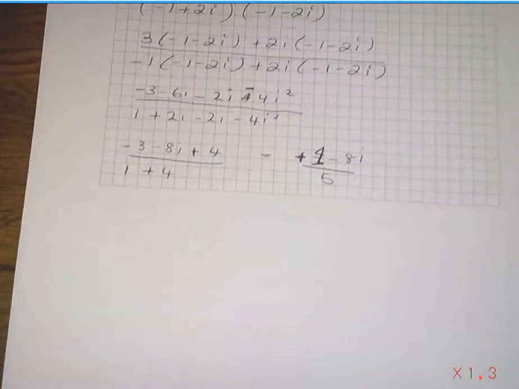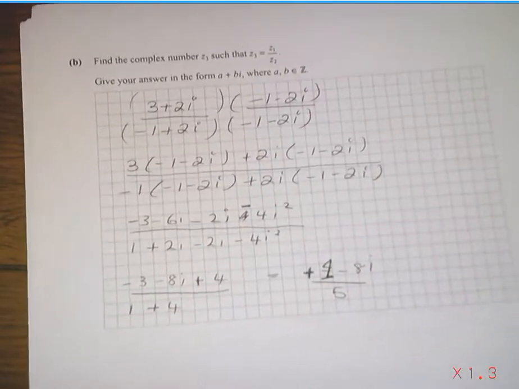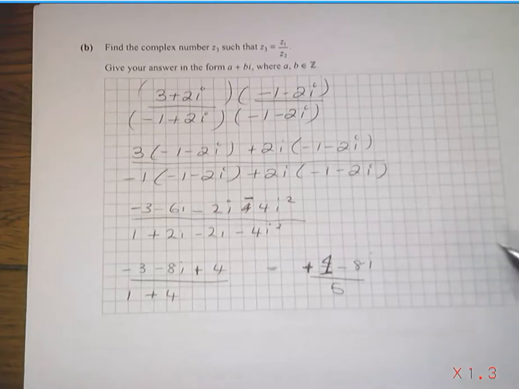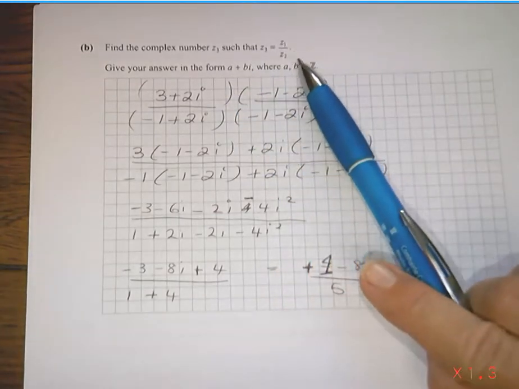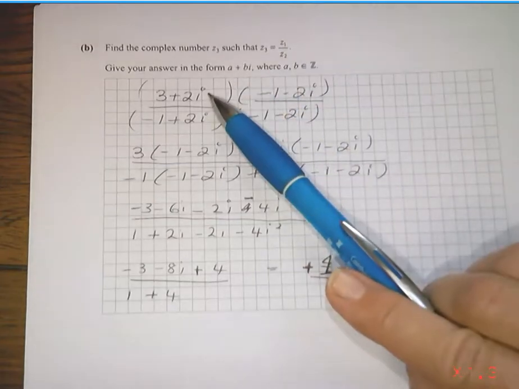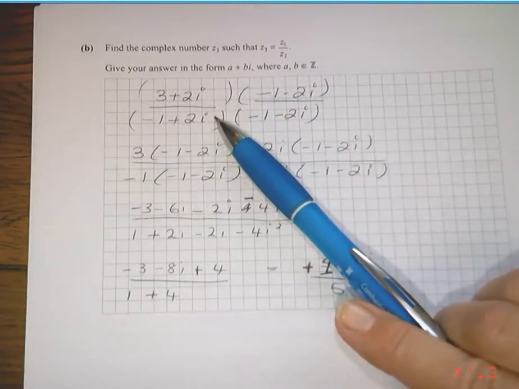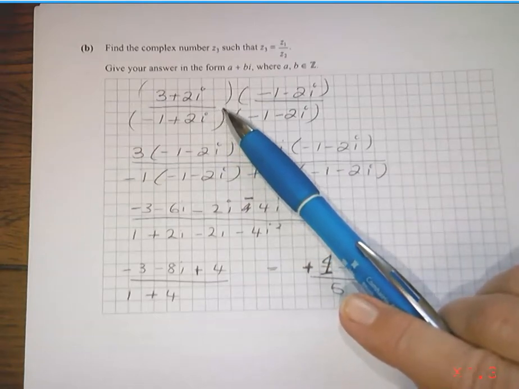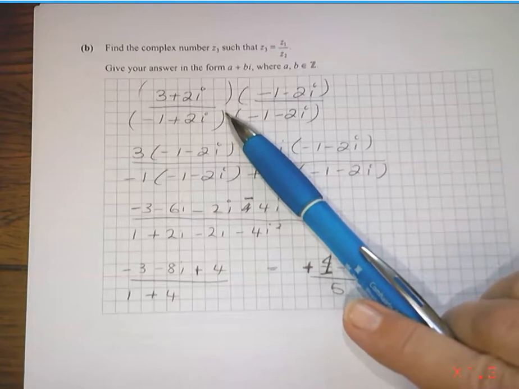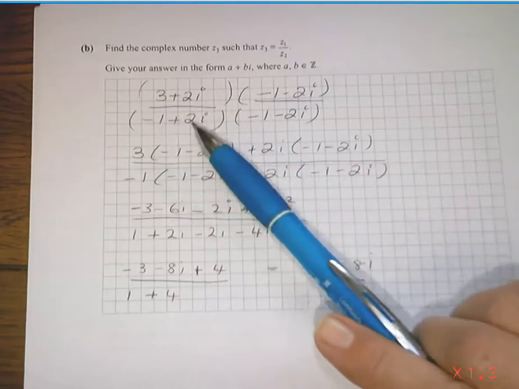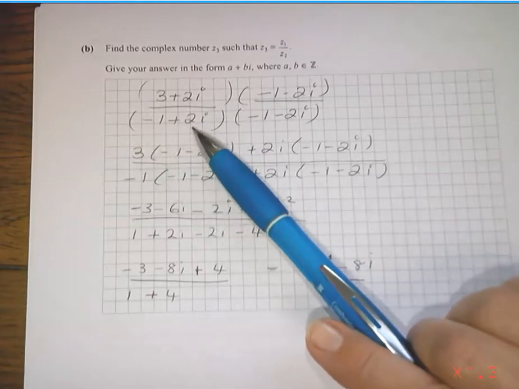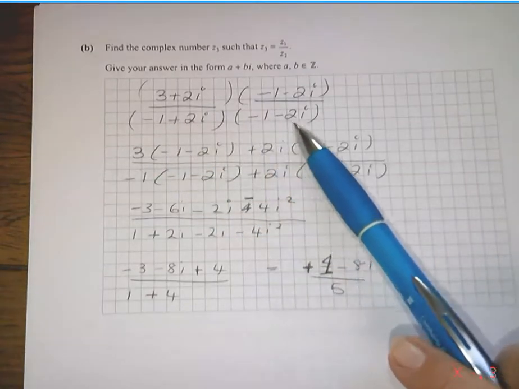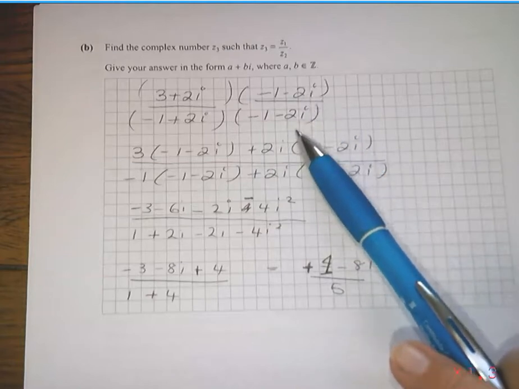Part B of the complex number question is a division. So it says find the complex number z3 such that z3 is equal to z1 divided by z2. Right, so you write down what your z1 is, you write down what your z2 is. Okay. For division in complex numbers, you multiply top and bottom by the conjugate of the bottom. So the conjugate of the bottom is you write out the bottom, but you change the sign in front of the i part. So we had minus 1 plus 2i, so your conjugate is minus 1 minus 2i. And you multiply top and bottom by that.